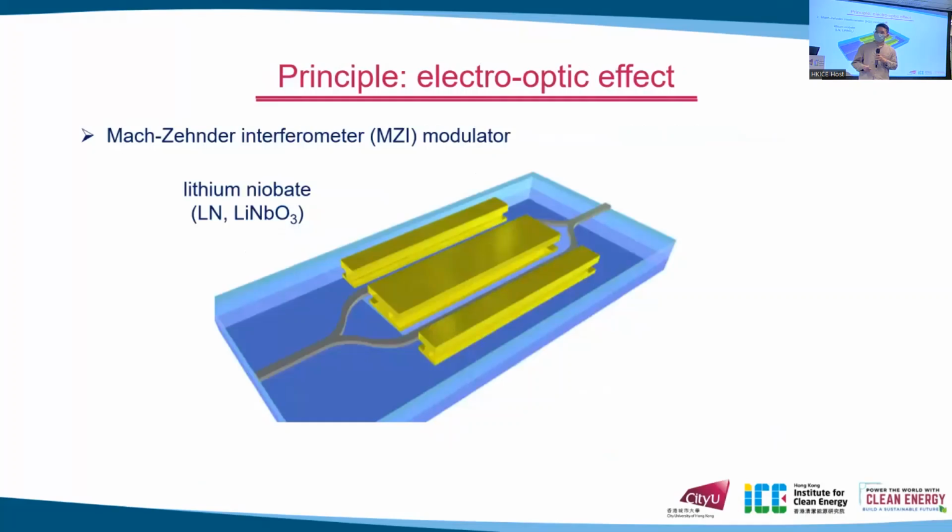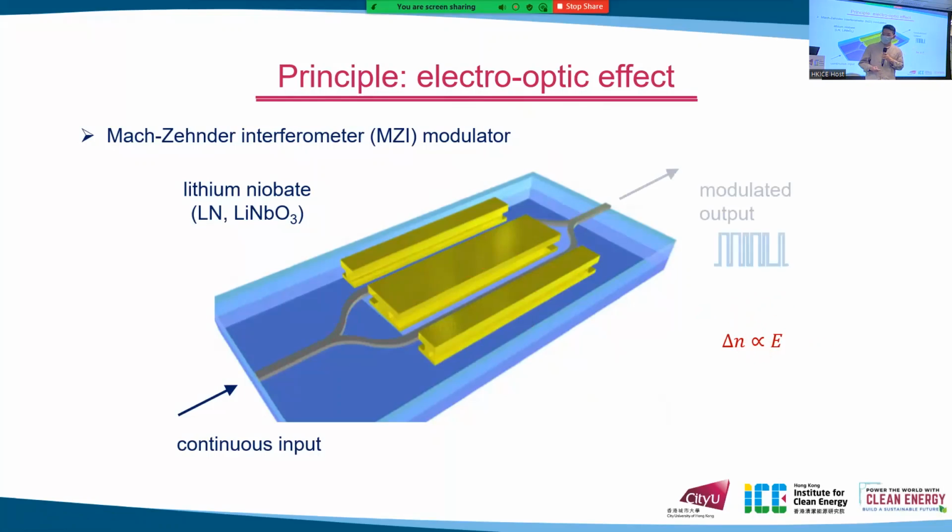A modulator is based on the EO effect and the Mach-Zehnder interferometer structure. The MZI structure means that initially we have light coming in, and then the light is split into 2 arms, and finally the 2 arms combine together and interfere with each other. When we apply voltage to the material, due to the EO effect, the index of the material will change, and the change of the index is proportional to the E field.